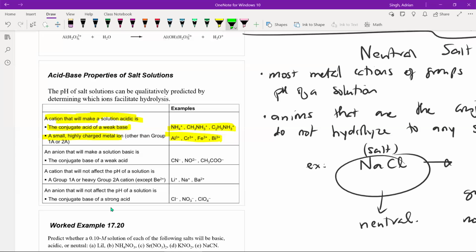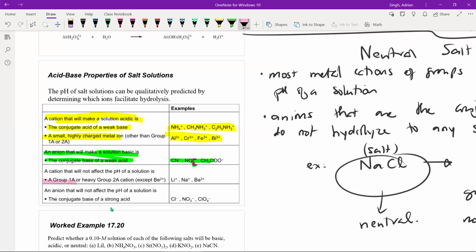Basic solutions can be produced from anions that are the conjugate bases of weak acids. Okay, so the cyanide, NO2 with a minus charge. That's a typo. NO2 with a -1 charge. Acetate ion, for instance. And then we have the cations that will not affect the pH of a solution.